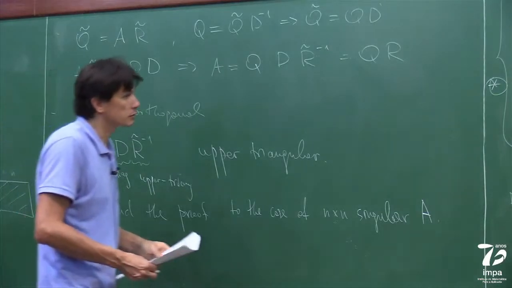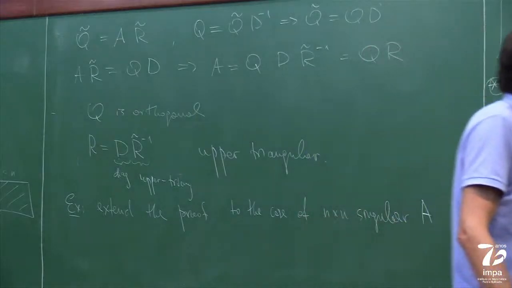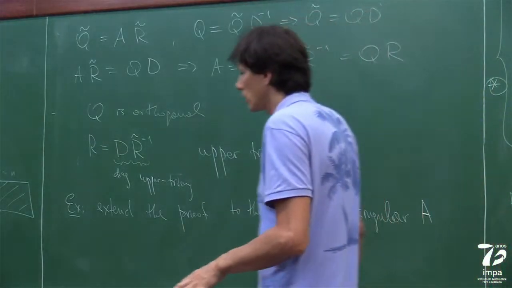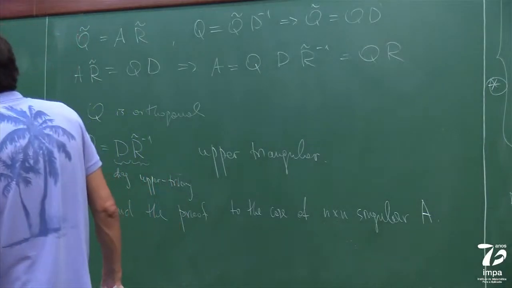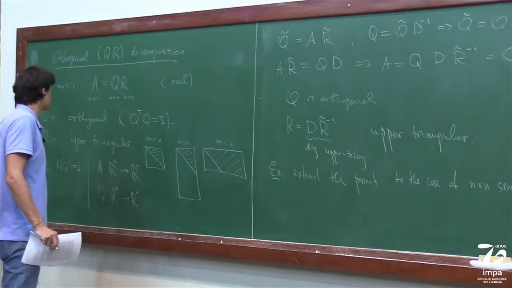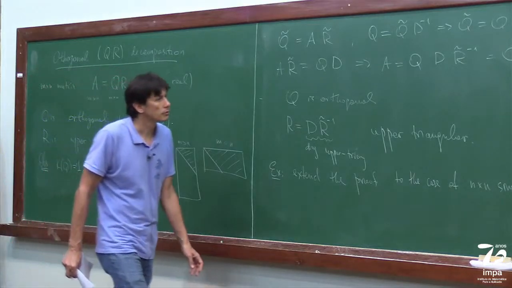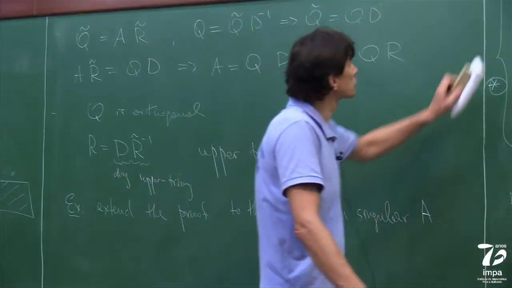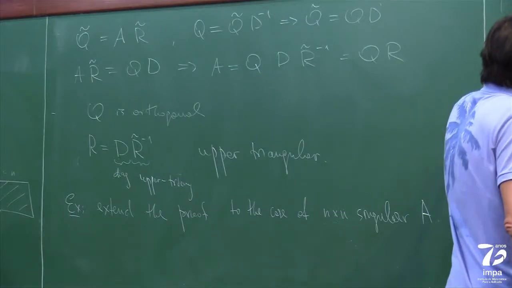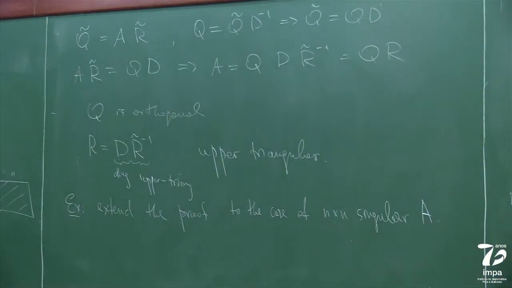Okay, so next step is I already showed how QR can be used for solving equations, and the main advantage is that it's very well conditioned. So you're sure you keep your error small.